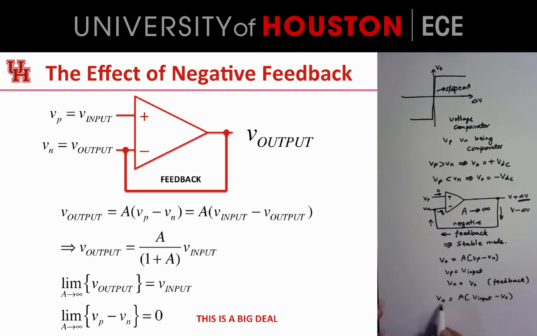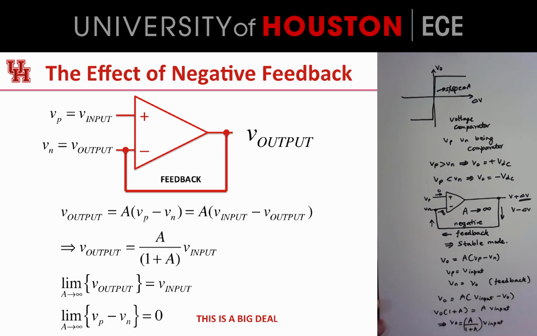I'm being a little lazy. I didn't write the whole word, I just wrote VO instead of V output. It's the same thing. Now if we solve for V output, VO times (1 plus A) equals A times V input. So VO is A divided by (1 plus A) times V input. This is pretty cool. If A becomes a large number, then this ratio is going to be very close to 1, so V output is going to be exactly equal to V input.